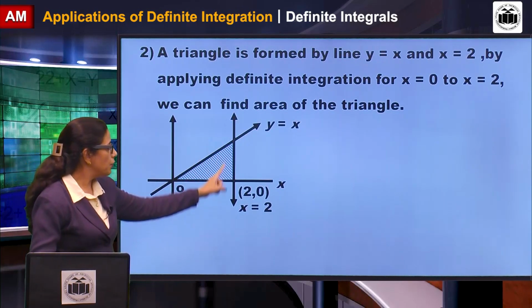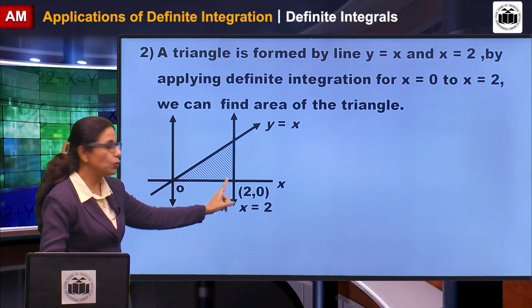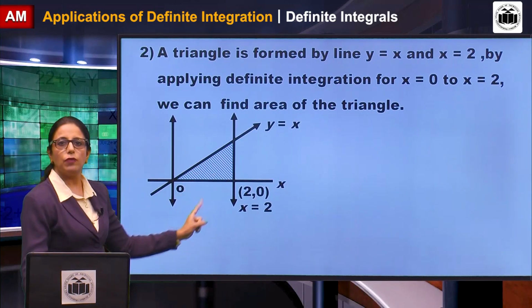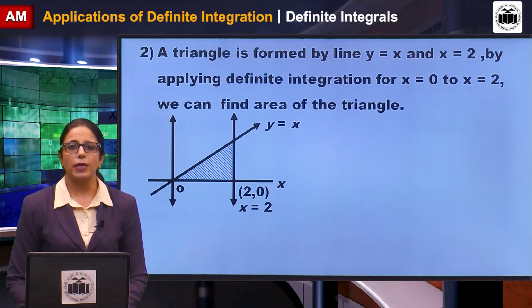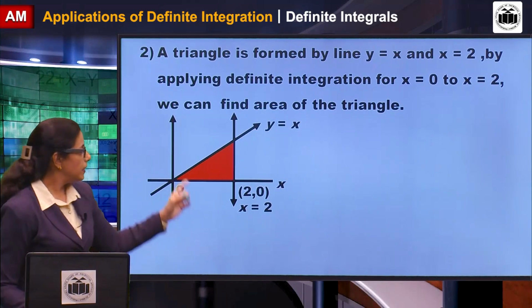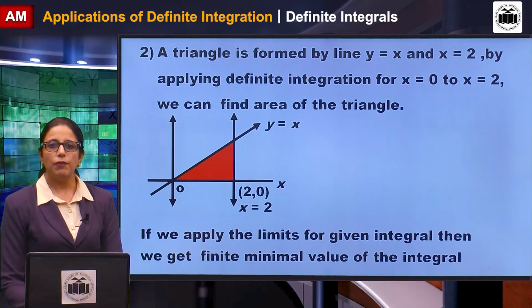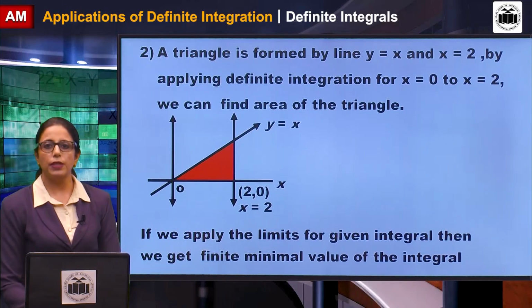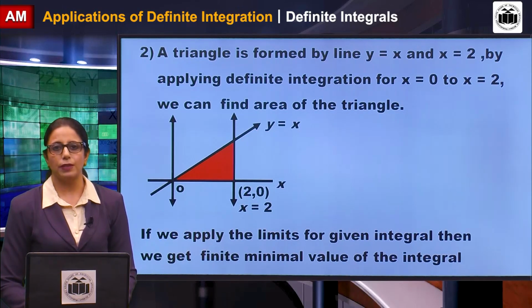So we can see a triangle is formed here, from x is equal to 0 to x is equal to 2. So we can find out the area of this triangle by applying definite integration, taking limits from x is equal to 0 to x is equal to 2. So you can see it has been colored to understand it better. Alright, if we apply the limits for the given integral, then we get a finite numerical value of the integral.